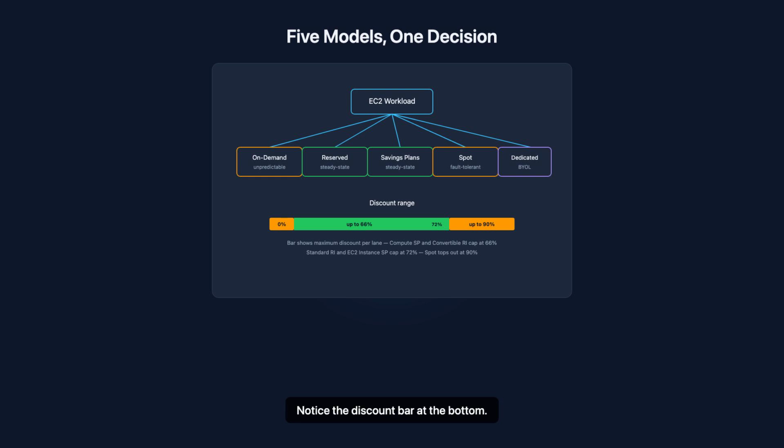Notice the discount bar at the bottom. The more flexibility you give up, the more discount you get back. That trade-off is the entire game.